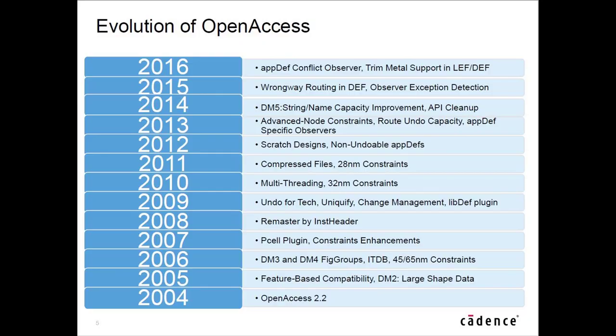In 2015, we enabled wrong-way routing in DEF, which is, again, a little more complicated than it sounds. And we also came up with a way to let applications know that they're doing inappropriate things in observers, which can cause a lot of crashes. And in 2016, some conflict observers for app defs and trim metal support, which is also harder than it sounds. But it was very important for SADP type process technologies.